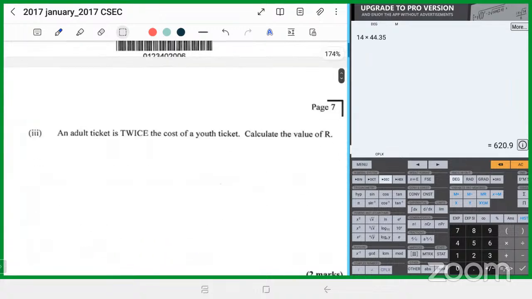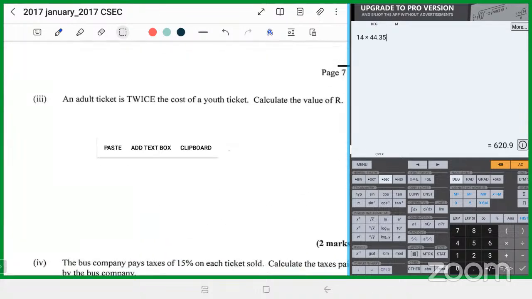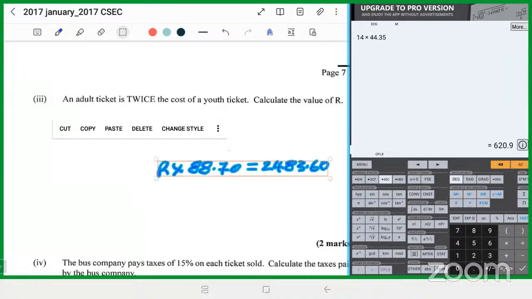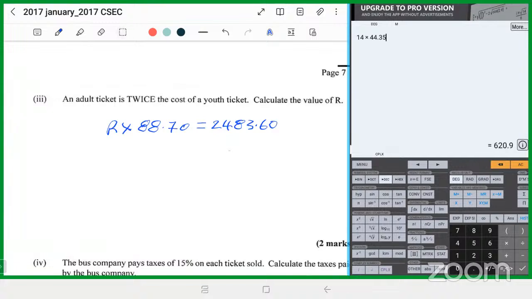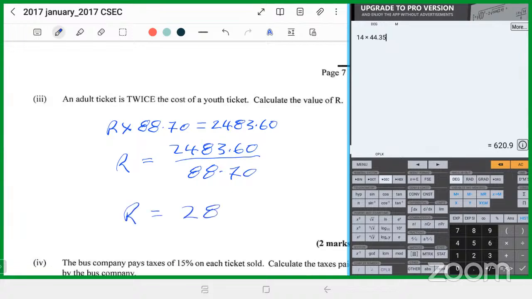Part 3. All right, so I'm going to put it there. And so the R that I want, oh, the pen is really giving me hell. I want to show the work, but the pen is giving me hell. All right, I think I need to change the pen. R becomes equal to 2483.60 divided by 88.70. What do you get? 28? Yes, sir. 28 tickets.